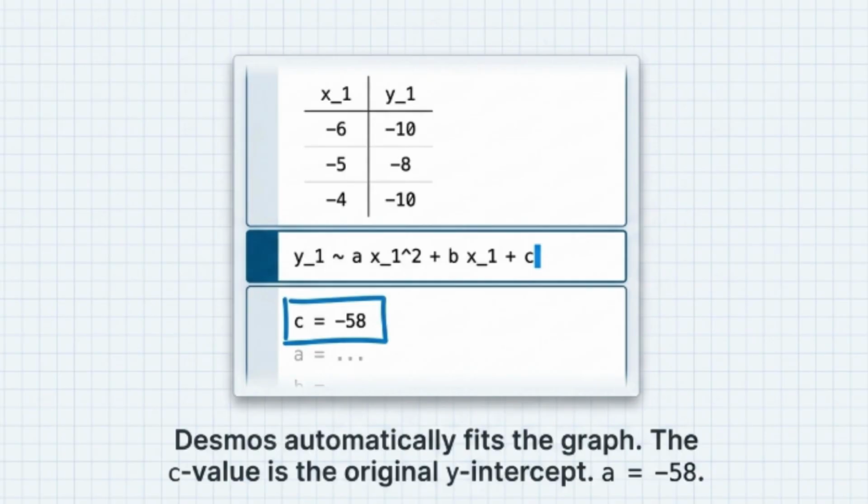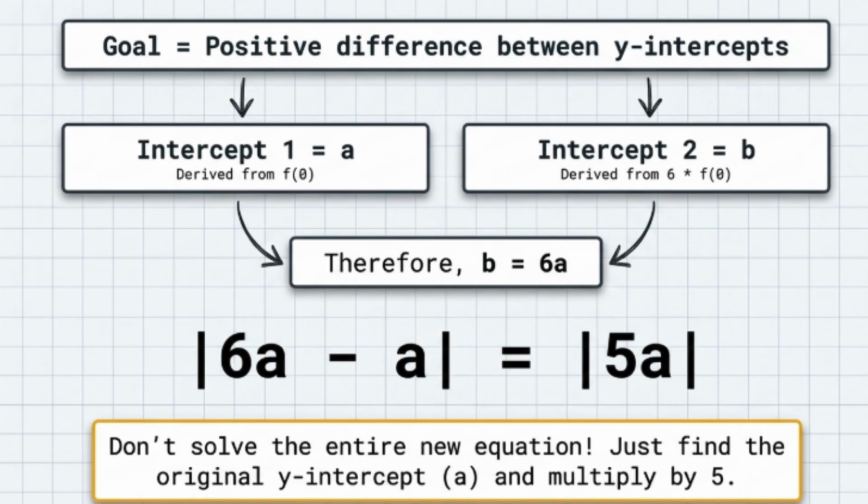3. Enter the quadratic regression equation. In a new input line, check A, B, and C. 4. Check the results. Desmos will automatically fit the graph and calculate the constants for you. The y-intercept, which is the C value here, is the a you are looking for in the problem. The Desmos result will show C equals -58.